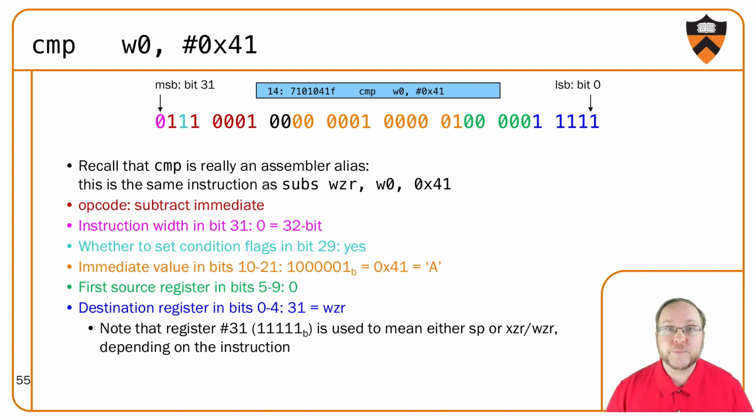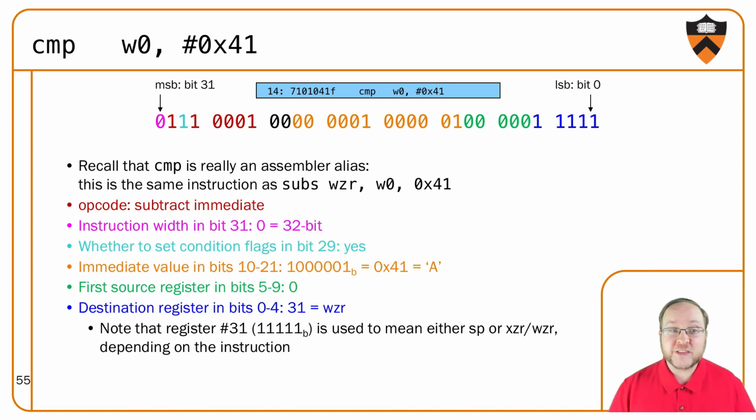The whole point of CMP is to set the flags in PSTATE. The sources are the register 0 and the immediate value hex 41, decimal 65. And because setting the bits is actually all we want to do, we're happy to throw away the result. And so the destination register is WZR. That's the always 0 register, which we can write to with impunity. It won't change anything no matter how often we write to it.